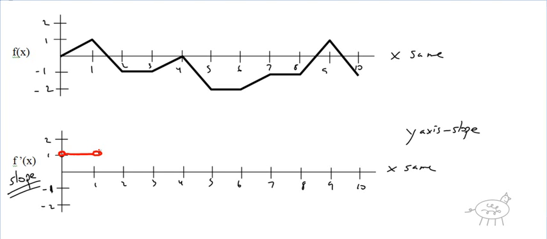At x equals 1, what is the slope there? Is the slope going up or is it going down? Well, isn't it right in the middle? I don't know what the slope is. That's why it's an open circle, because you don't know what that is. Okay, what about between 1 and 2? What's the slope? Isn't it down 2 over 1, so negative 2? From 1 to 2, the slope is negative 2.